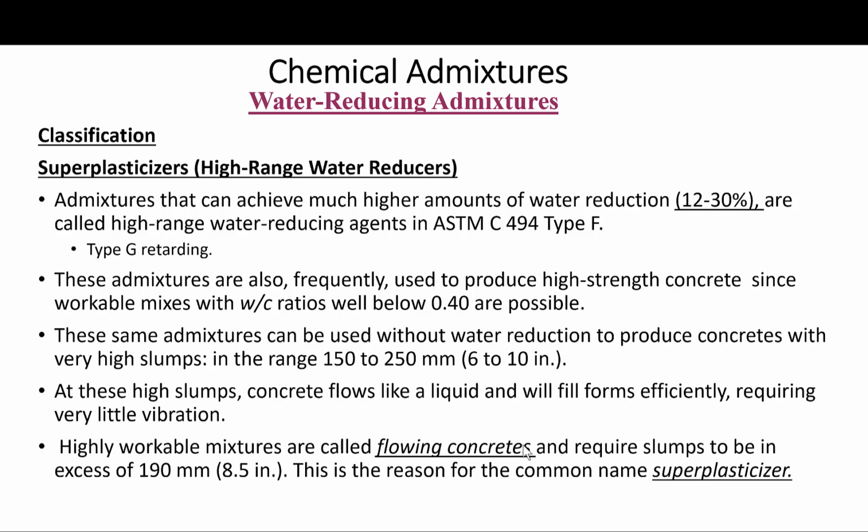Also, highly workable mixtures are called flowing concretes and require slumps to be in excess of 190 millimeters, about 7.5 inches. This is the reason for the common name superplasticizer, which is basically universally used outside the formal documents, but will be used here in the context of our discussion. Okay, so the name superplasticizer really, like I said, is outside the formal documents. Just remember that.